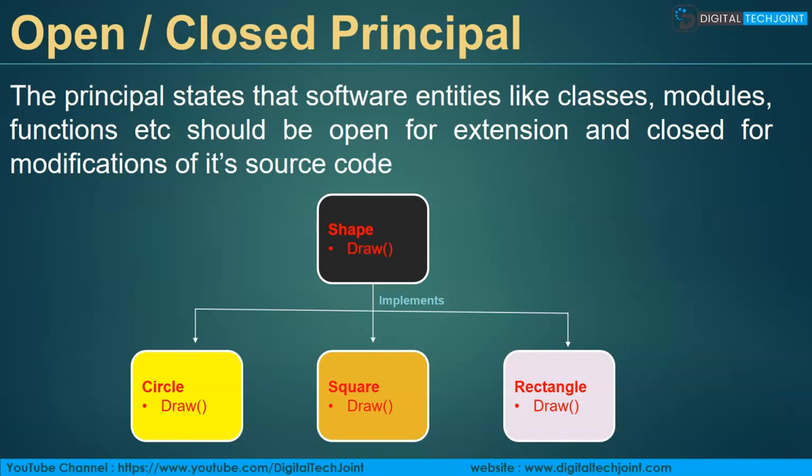So this is how the design stays open for extension. For example, the class Shape is open for extension, and that is the reason other objects like circle, square and rectangle are able to implement it. So this is the open closed principle.